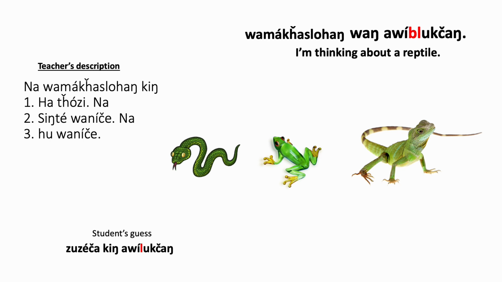Okay, so the agleshka kiena, it has a tail. So they'll kind of dismiss that one. Na hu waniche. Okay, it doesn't have legs. Okay, so then they should zero in. Zuzecha ki awilukcha. You're thinking about the snake. Okay, very simple.